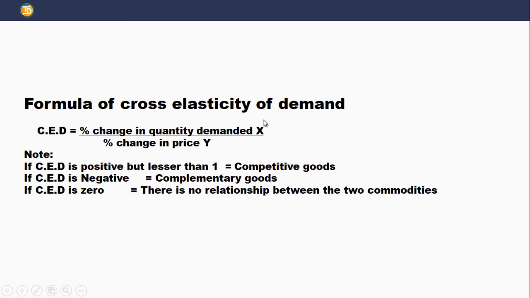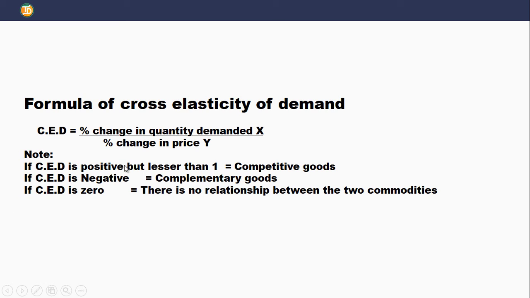Now, how do we calculate cross elasticity of demand? The formula for cross elasticity of demand is given as percentage change in quantity demanded of commodity X divided by percentage change in price of commodity Y, which means we have two commodities. So a change in price of one will affect quantity demanded of the other commodity.